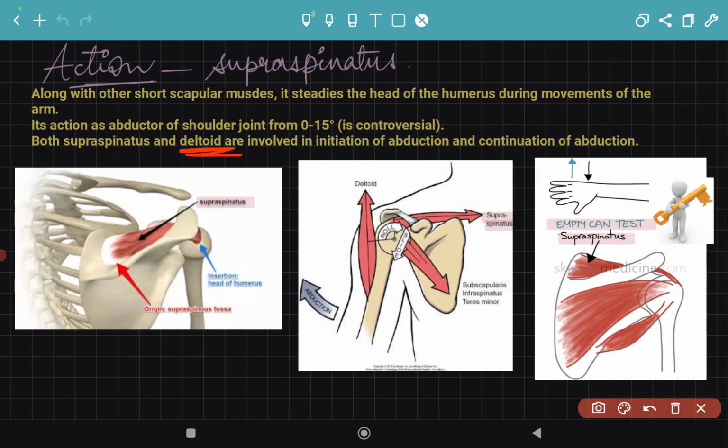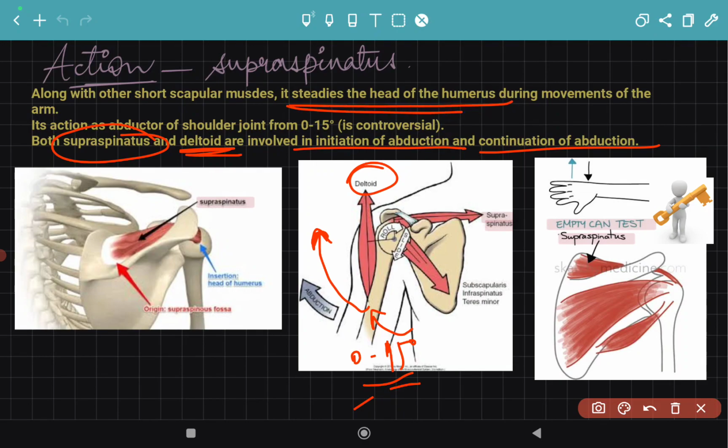Along with the deltoid, this supraspinatus muscle is involved in initiation and continuation of shoulder abduction. So from 0 to 15 degrees in initiation, the supraspinatus muscle is working, and beyond this range, along with the deltoid, it is also working to maintain the continuation of abduction. But apart from this, the major role of supraspinatus is also to steady the head of humerus, to position the head of humerus properly into the glenoid fossa while the shoulder abduction movement is performed.